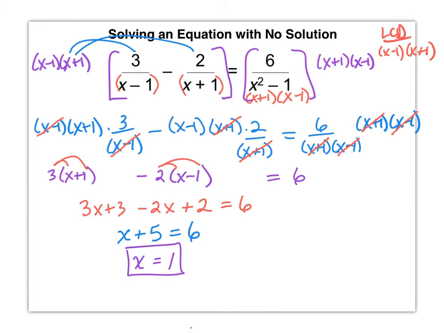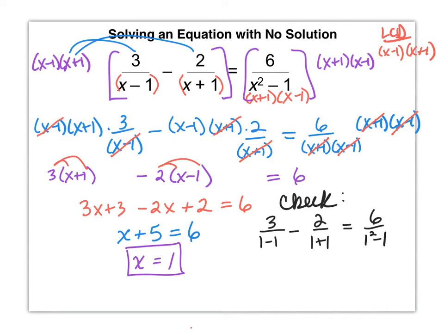However, we always need to check our answers. When you check, you replace the x in the original equation with what you found in your solution. When we do that, we get 3 divided by our solution of 1 minus 1 minus 2 over 1 plus 1 equals 6 over 1 squared minus 1.